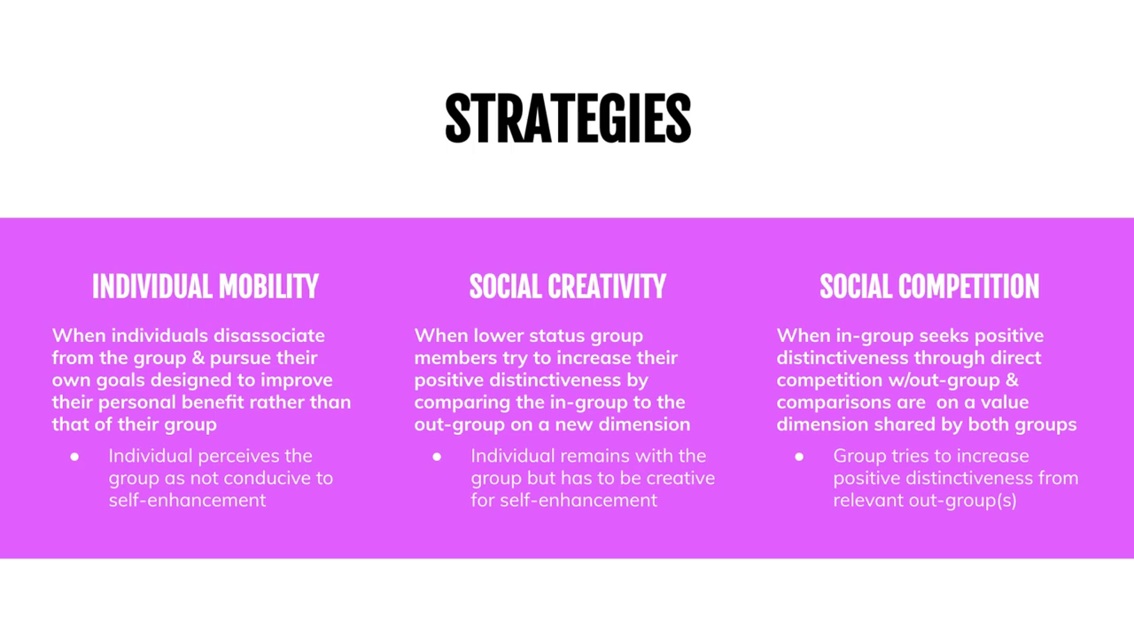And then we have the social creativity strategy, which is when lower status group members try to increase their positive distinctiveness by comparing the in group to the out group on a new dimension. So it's kind of like nothing has really changed, but I'm going to start comparing us on this new thing. Think about, and this is certainly not a perfect example for groups, the Mean Girls clip that you all watched, and how Katie might have just compared people.